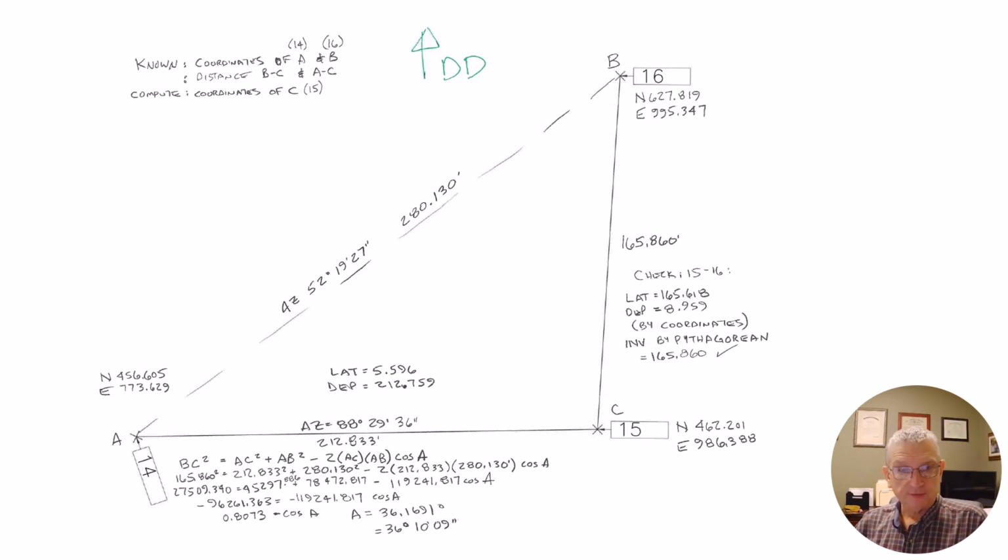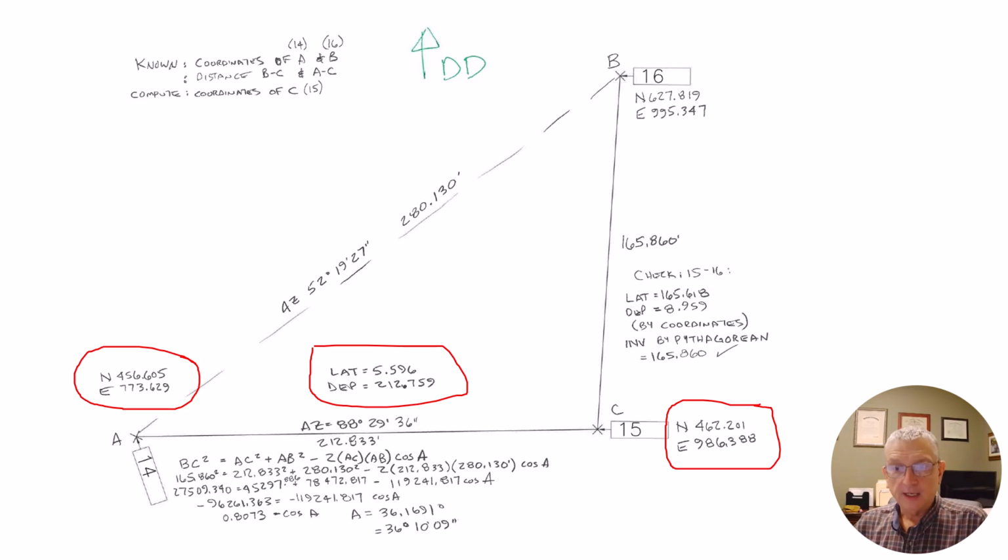So now that we have this information, we can take our known coordinates of A, add the latitude and departure of A to C, and this brings us coordinates of C at 462.201 and 986.388. Now, no computation in the surveying world is all that sound or complete until we check it. There are two ways to check a distance. Distance intersect, I take the easier way.